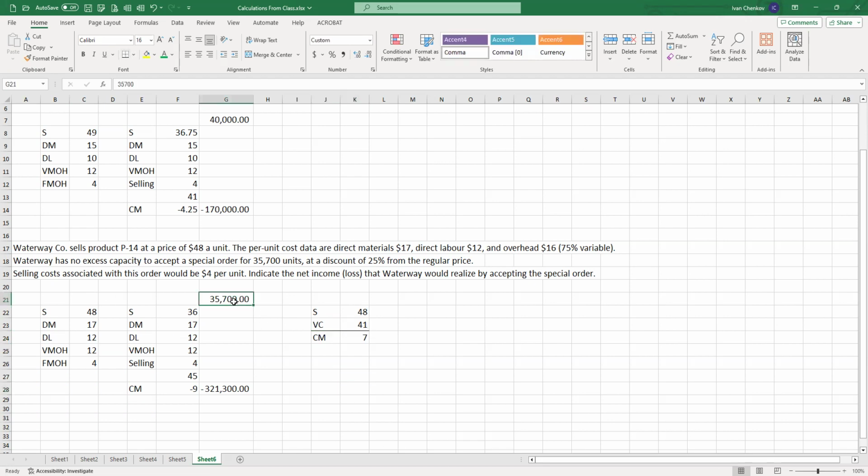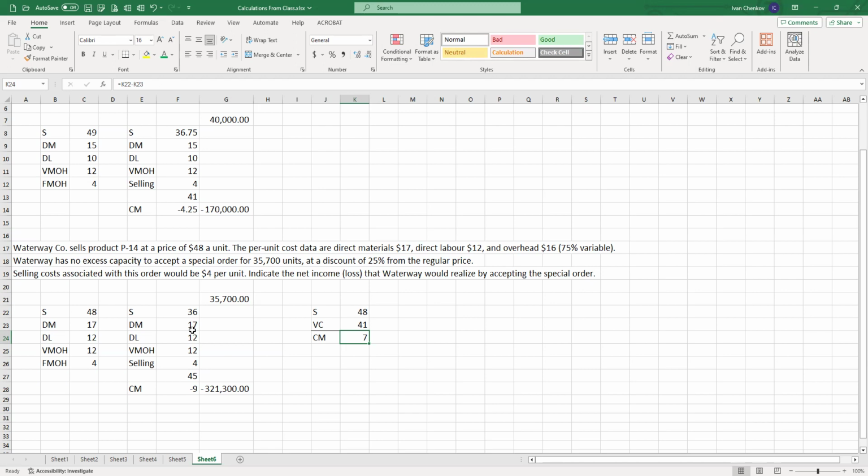Now, once I don't have sufficient capacity, I'm selling my regular orders at 48. My variable cost is 41. So my contribution margin is $7. So I don't have capacity. Make sense? Yes, Professor. So what do I have to do? I have to stop my regular sales. Do you understand this logic?